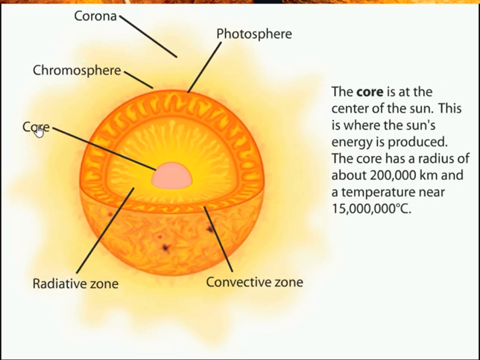And lastly, the core. The core is at the center of the sun. This is where the sun's energy is produced. The core has a radius of about 200 kilometers and a temperature near 15 million degrees Celsius.